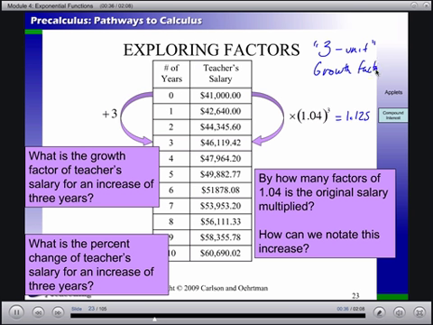So that 3-unit, is that referring to the input or the output? The 3 units, is that referring to the input or the output? What do you think? It's referring to the output. So where do we see 3 units here in this output from 41,000 to 46? We don't really, right? Where do we see the 3? The input, right? From 0 to 3. So we have different growth factors. This one's a 3-unit growth factor, and they're named based on how far you advance in the input. Okay?